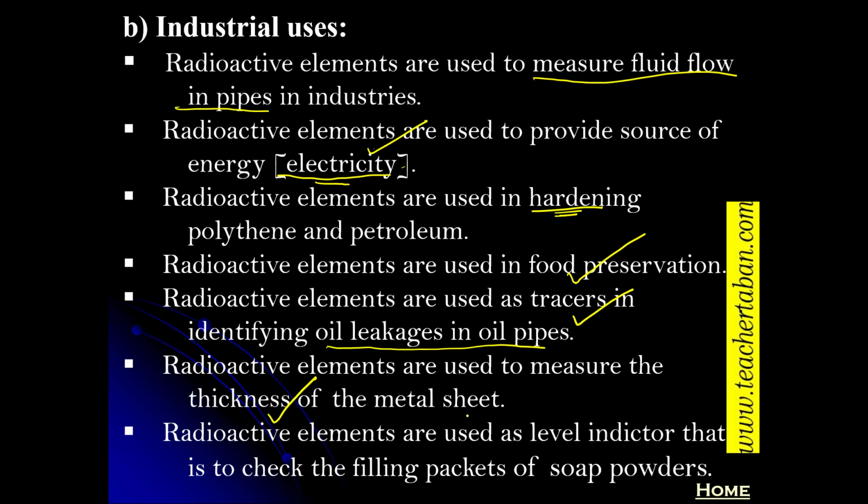How is it that Coca-Cola is able to tell that this is the level where the Coca-Cola products are supposed to be in the bottle? How do they determine that? Radioactive elements can also be used to do that work. They can be used as level indicators, like when filling up that Coca-Cola bottle. So those are some of the industrial uses of radioactive elements and radiations.